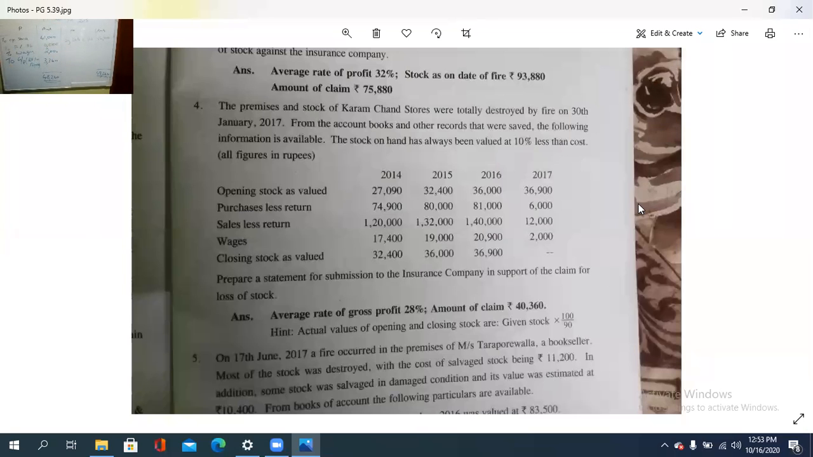Students, there's a correction like that. Stock on hand is always valued at 10% less than the cost. Means the given stock, how much it is? There's a correction in the sense opening stock is valued in this way. Given stock 36,900 into 100 divided by 90. That is 10% less than the cost. So 41,000 is the opening stock. So the rest is 41 plus 6 plus 2, 49, plus 3, how much? 52.